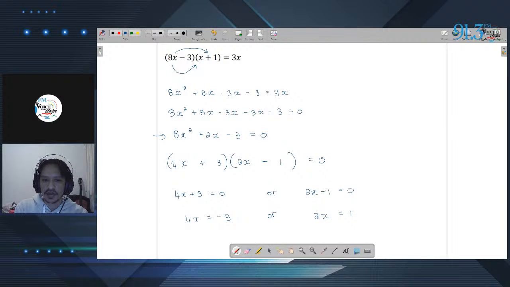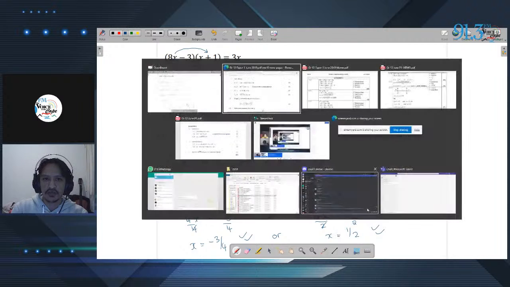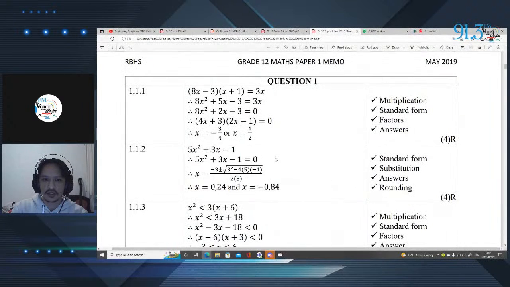And now we just divide by 4 on the one side, and we can divide by 2 on the other side. Why? Because we want the x to be by itself. We're solving for x, so we want x to be alone. So we can see that the 4's will cancel, and we'll end up with x equals negative 3 over 4, or the 2's cancel, x will equal a half. And that would be our final answer for this. Right? And we can just double check the memo. Let's see what they got. And they got the exact same values over here.